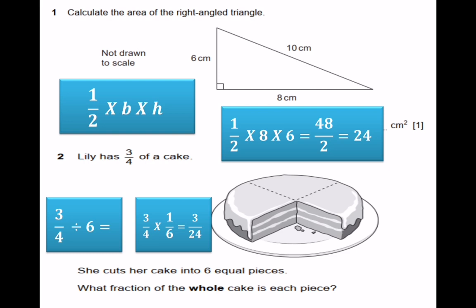Then normally, 3 times 1 is 3, 4 times 6 is 24. Both numbers are in table 3, so they are divisible by 3. So I can simplify this by dividing by 3 and 3, which equals 1 over 8.